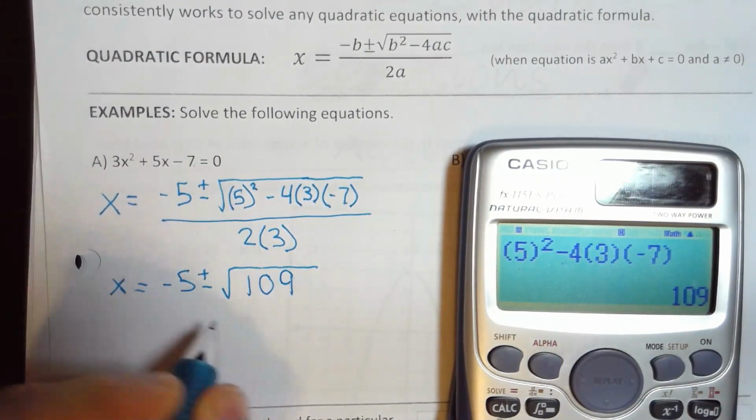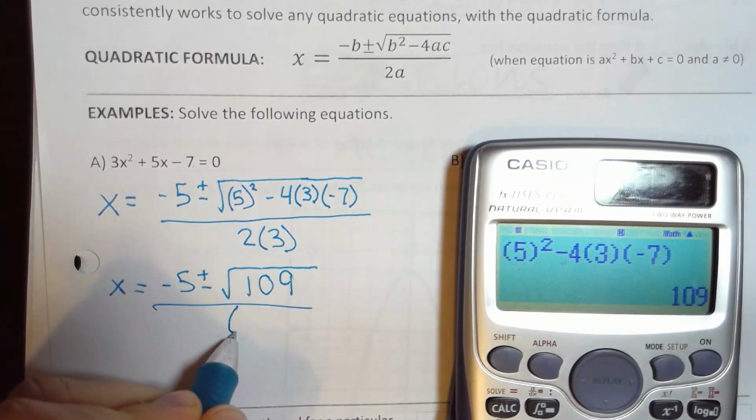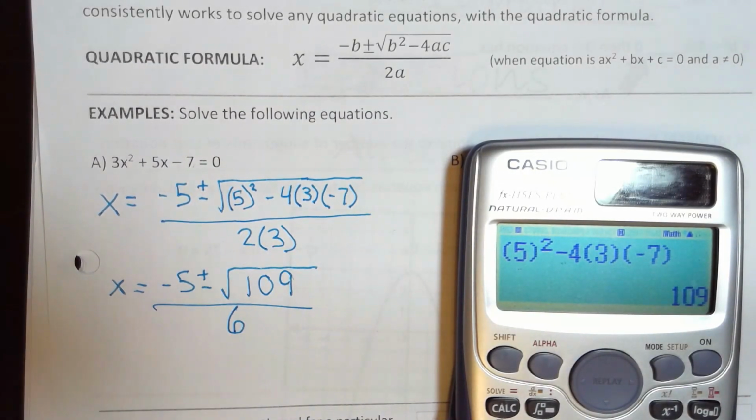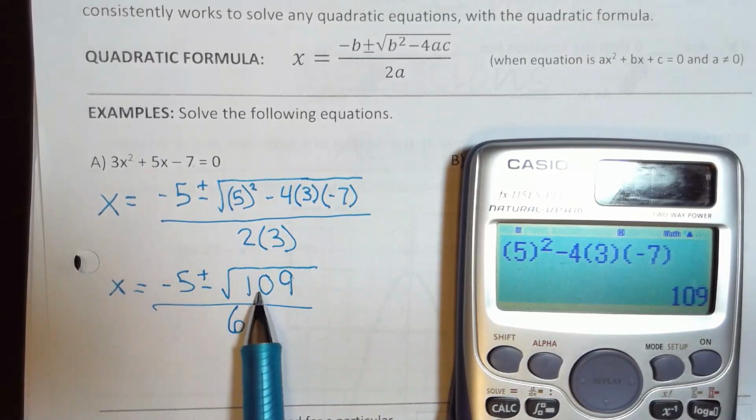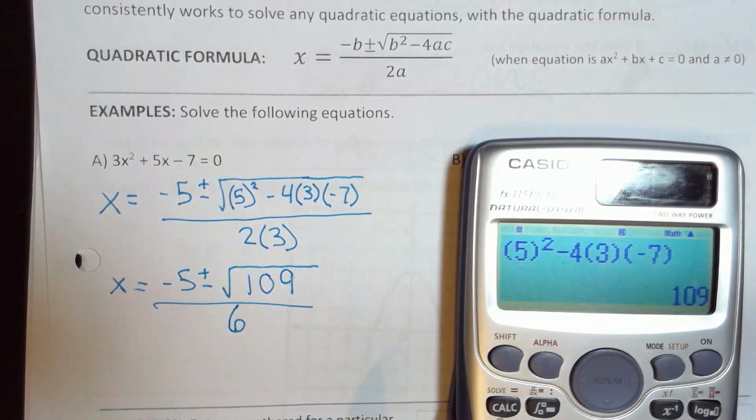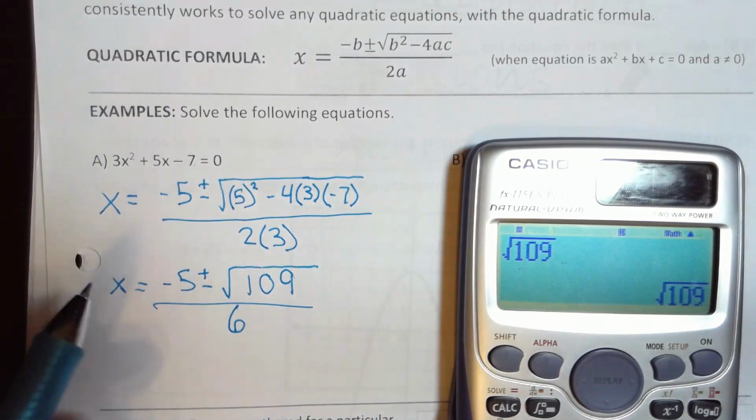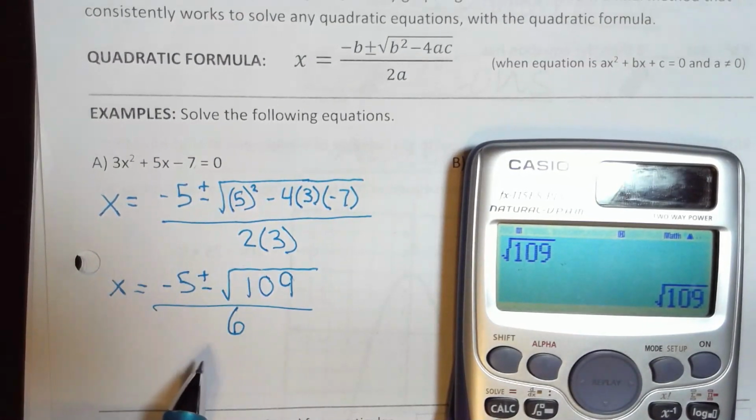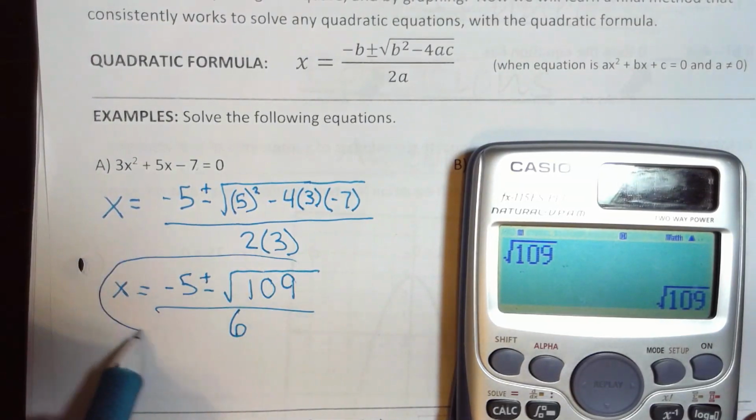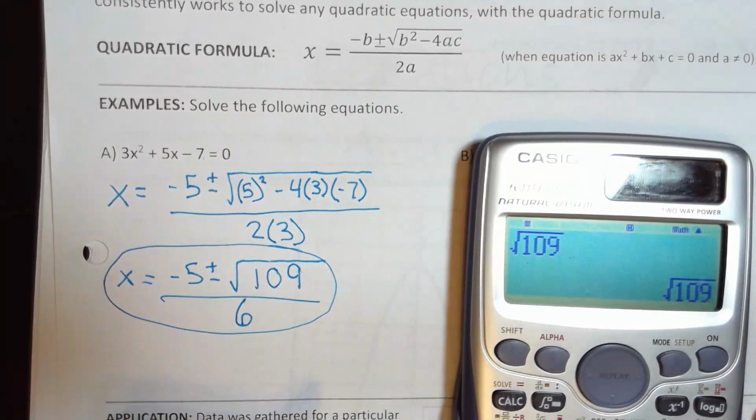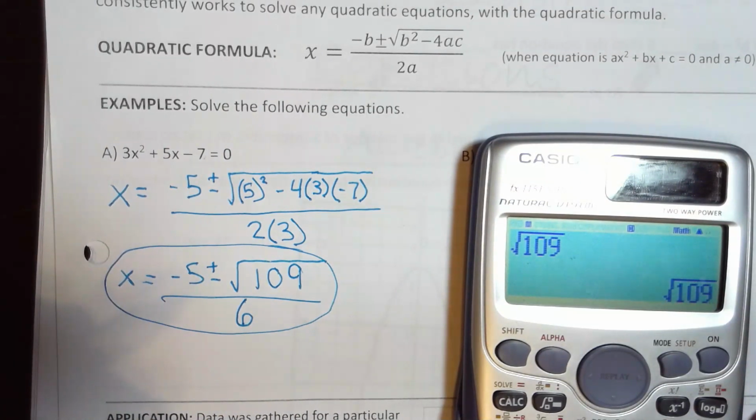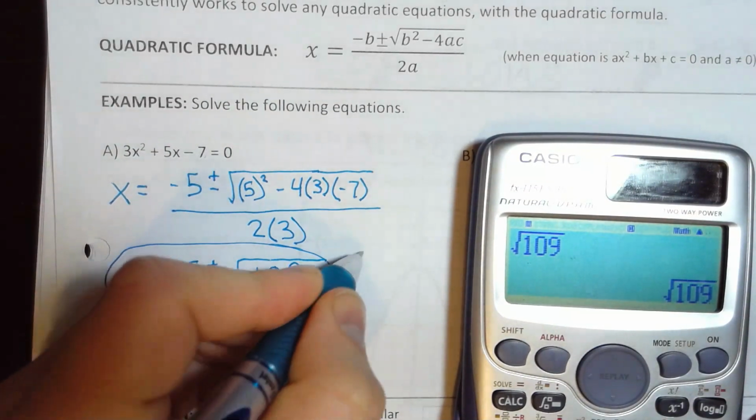109. Well, I just found out, and then 2 times 3 is 6. I just found out that this wasn't factorable, right? Because the square root of 109 is not a perfect square. And that maybe is even as simplified as I can get. It is, okay? So I'm going to say that this is as simple as we can write this solution. Now, if we want to, we can take this and we can come up with a decimal approximation, but this is exact.